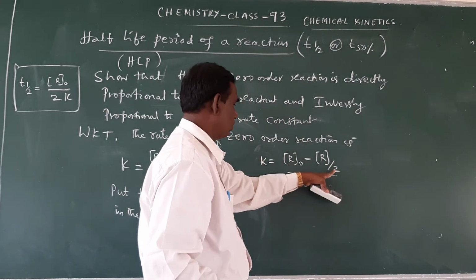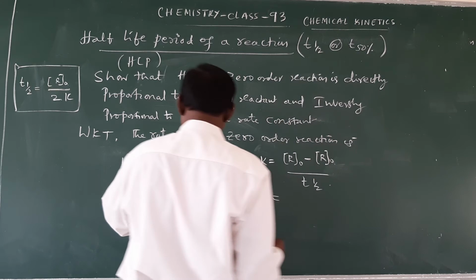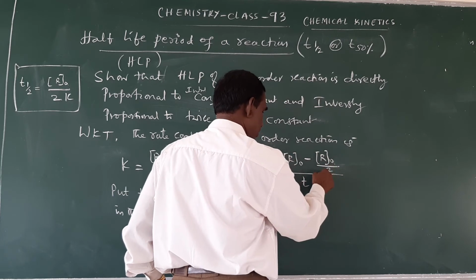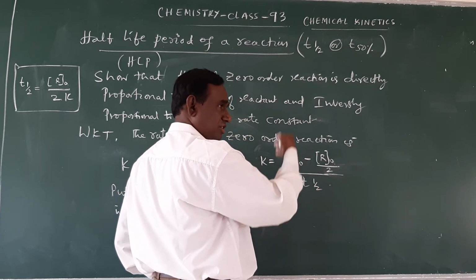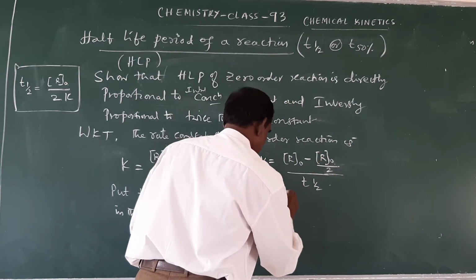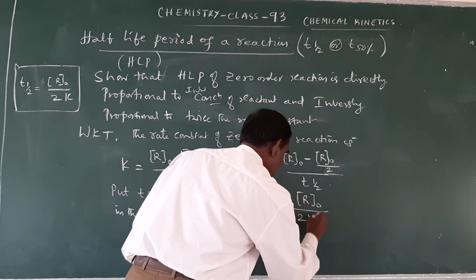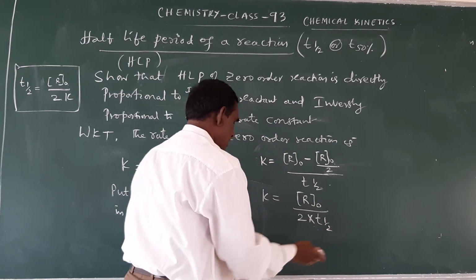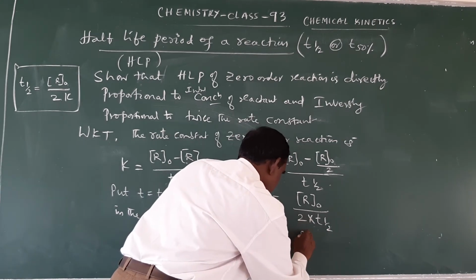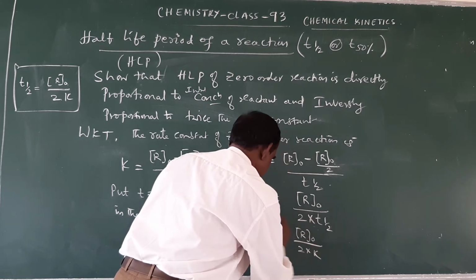Now, 2 R naught minus R naught means R naught, because R is equal to R naught divided by 2. So 2 R naught minus R naught divided by 2 means R naught divided by 2. Therefore K is equal to R naught divided by 2 into T half. If you take T half to this side, therefore T half is equal to concentration of R naught divided by 2 into K.